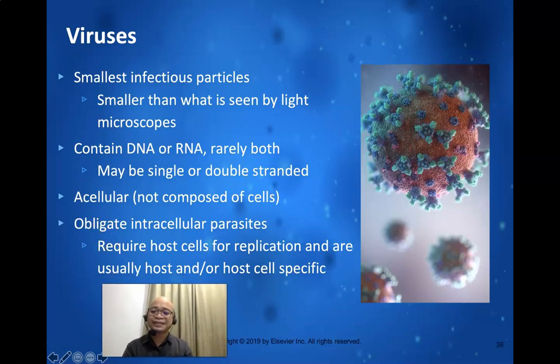Alright, viruses. Viruses are the smallest infectious particle, not really the smallest because prions are much smaller than viruses, but at any rate, viruses are considered filterable agents because they are able to pass through a bacteriologic filter. They are much smaller than bacteria and we cannot see them using an ordinary light microscope. The one that you can see here is an example of SARS-CoV-2, the causative agent of COVID-19, and the only way to visualize them is under the electron microscope.